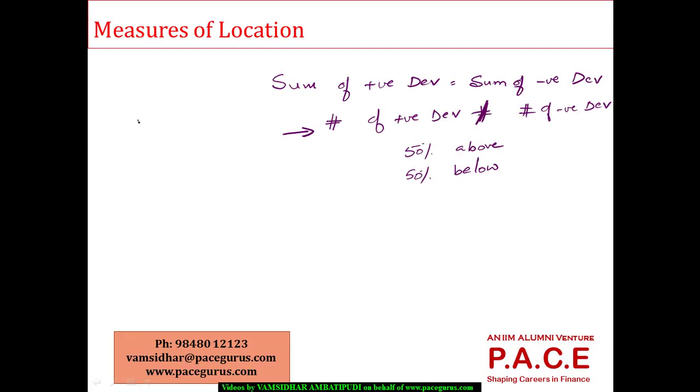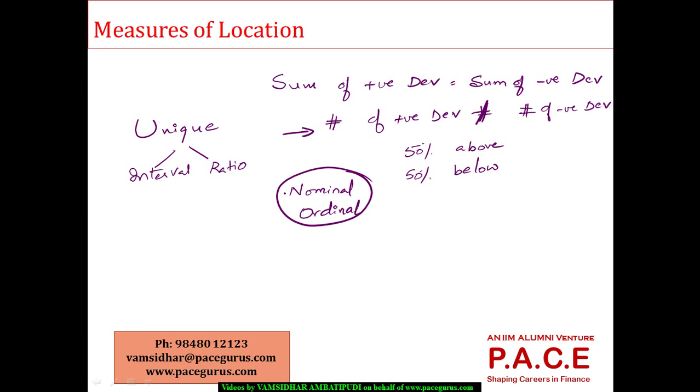And the mean is unique for every data set, right? And it can be applicable both for interval scale data as well as ratio scale data. I should not apply the mean for nominal data or ordinal data. Right? Only if my data has an interval scale or a ratio scale, only then do I go ahead and apply the mean. And the mean as such is affected by what we call outliers.